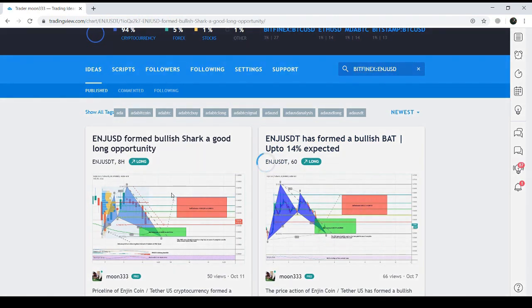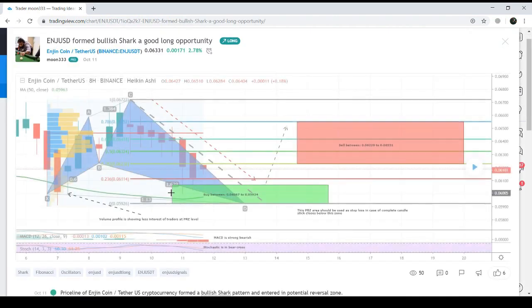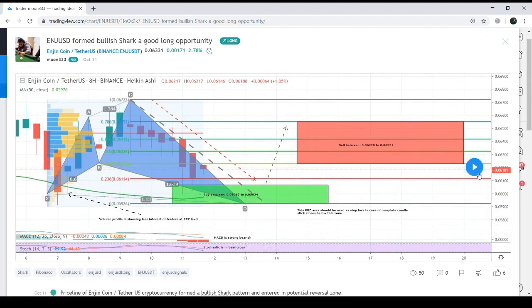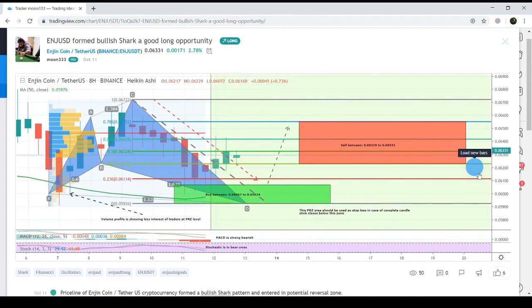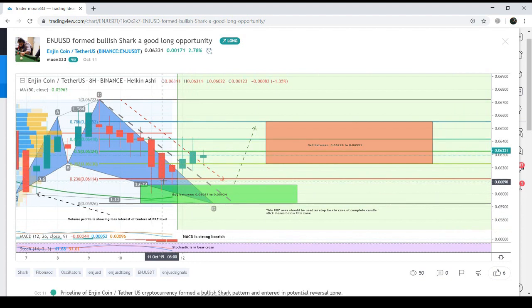And on this chart the price action formed a bullish shark and entered in the potential reversal zone and took the bullish divergence as my prediction and hit the sell zone.